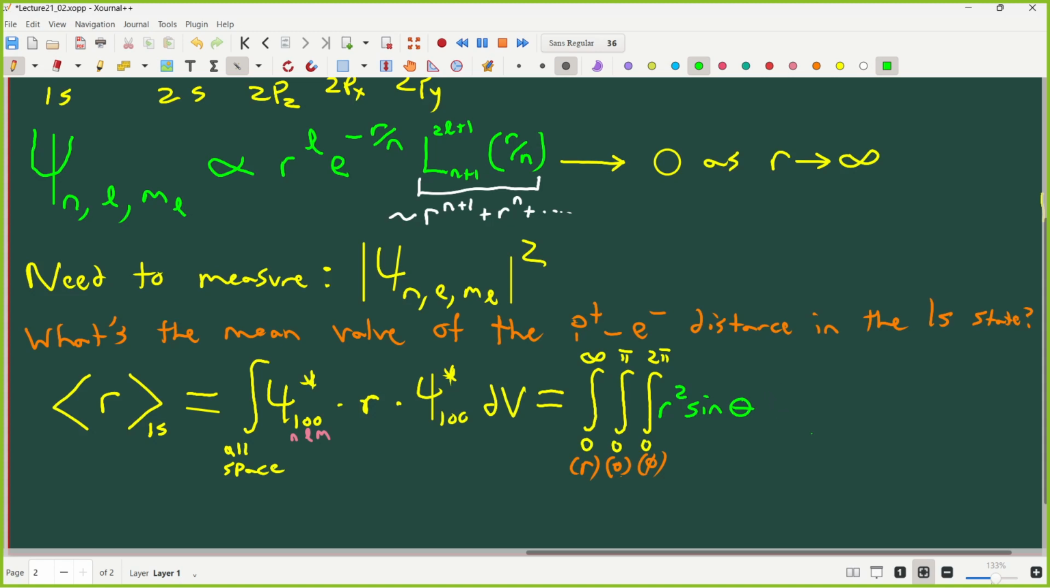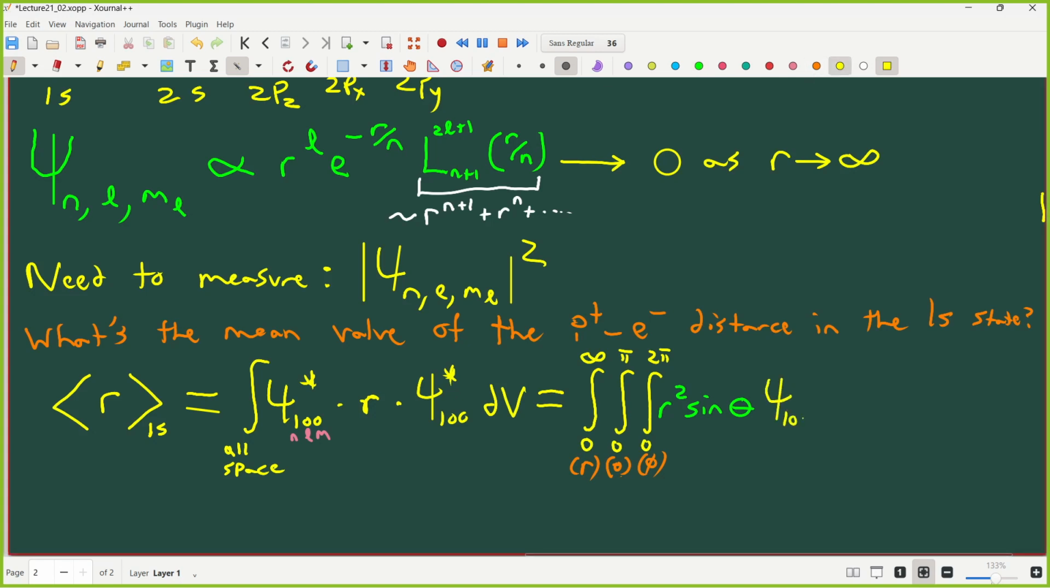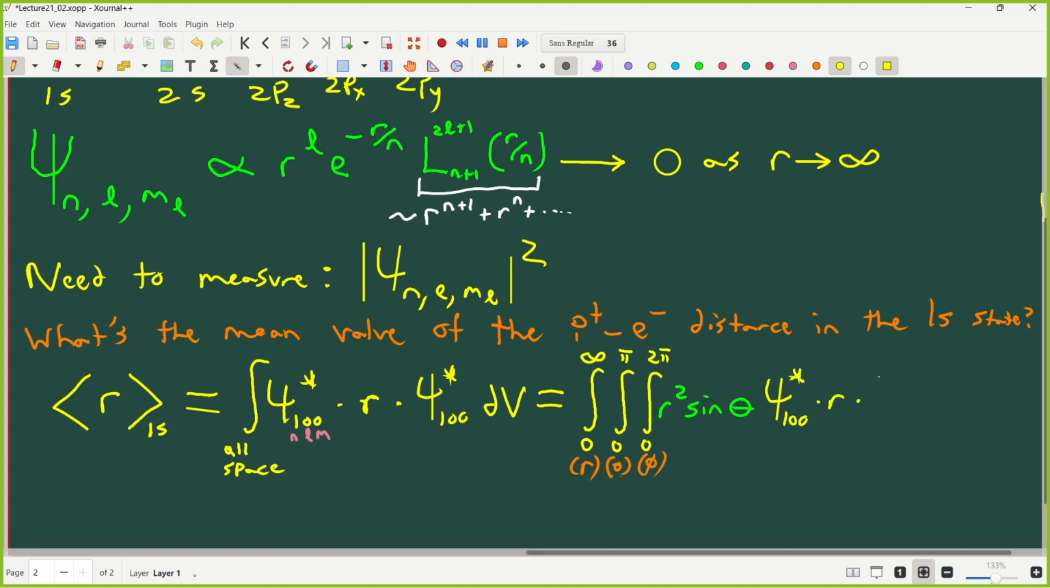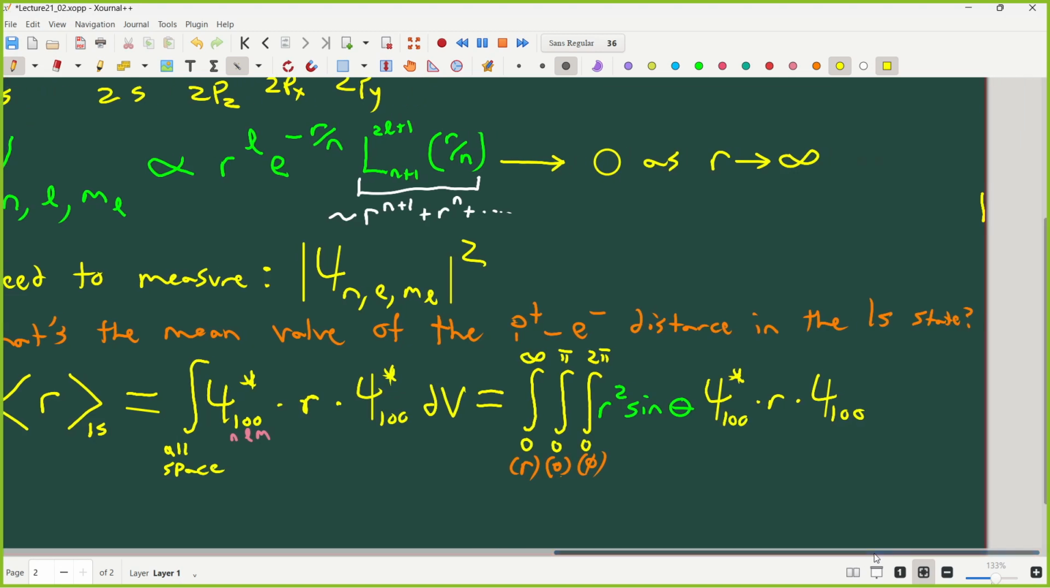And now we can add our integrals in here. So we have psi 1,0,0 times r times psi 1,0,0. Then we need to write our little differential elements. The first integral is theta, so we're going to have d theta. Our next one is d phi. The next one is d theta, and then dr.